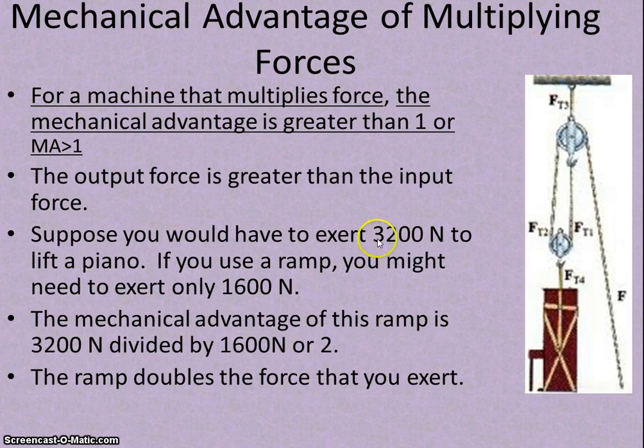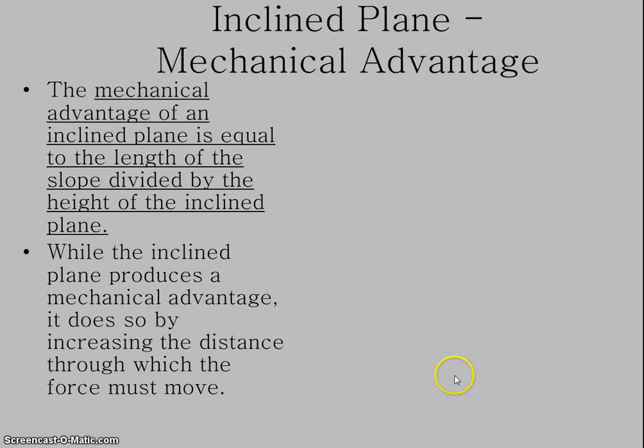Very simple. So if you put in 3,200 newtons, or the amount of work done is 3,200 newtons, you only put in 1,600 because you used a ramp, then your mechanical advantage is output divided by input equals 2.